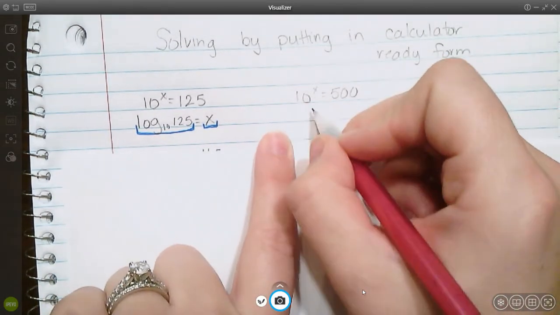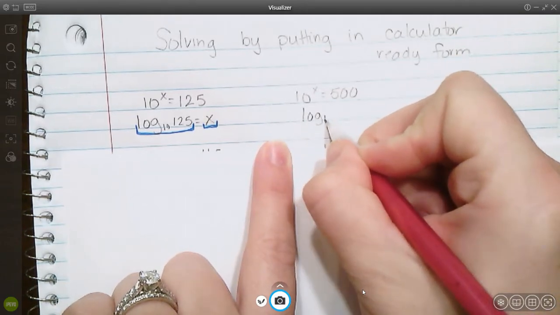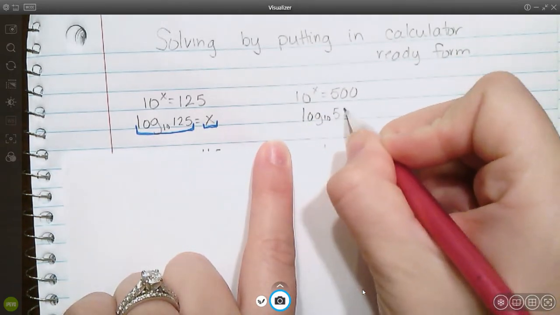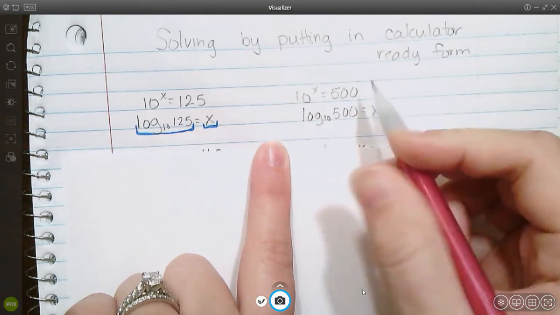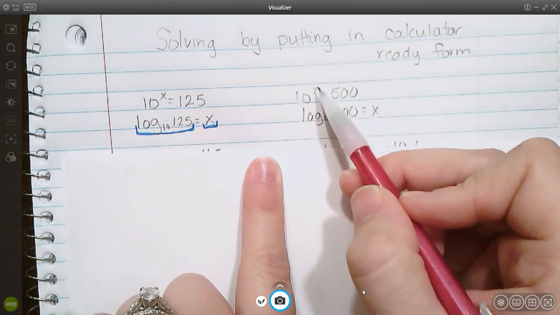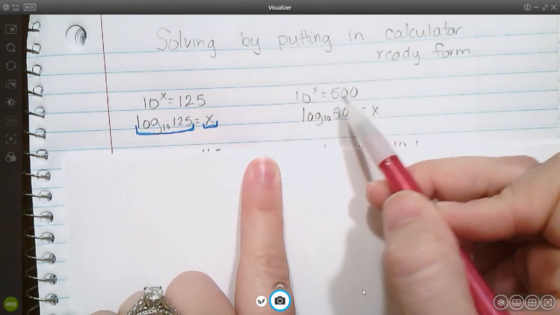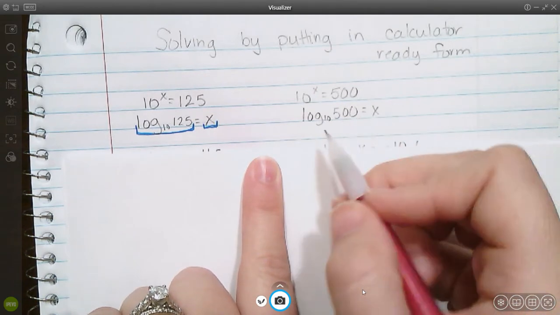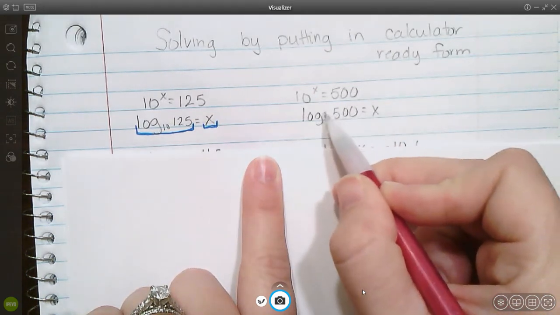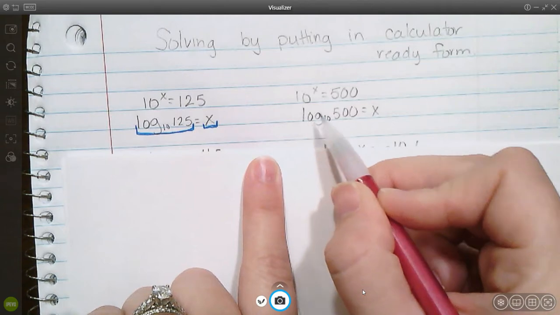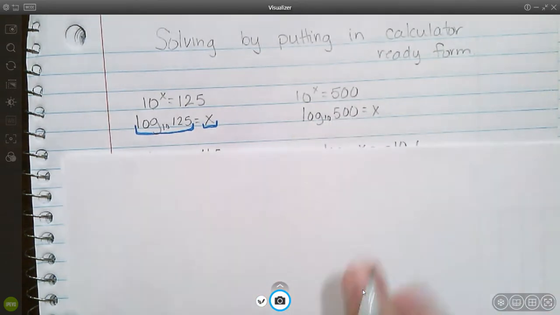Okay, so then we have log base 10 of 500 equals x. Again, we don't know 10 to the power of what is 500. It's going to be some decimal, which we don't know. So this right here is calculator ready form because you can type in log base 10 of 500.